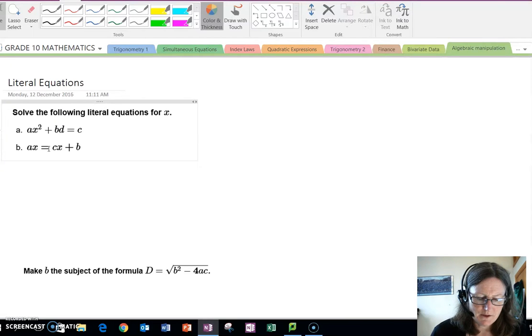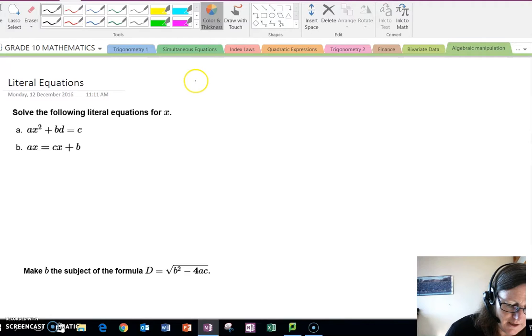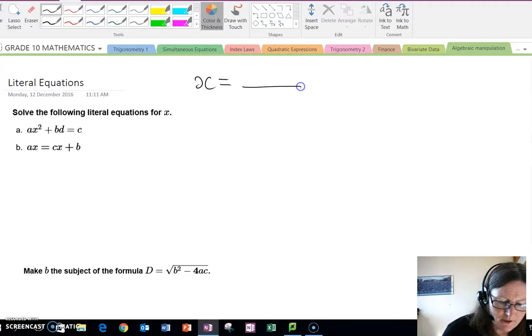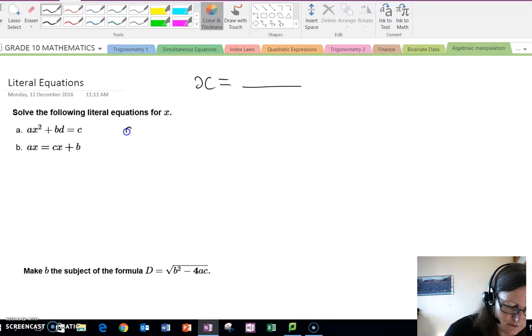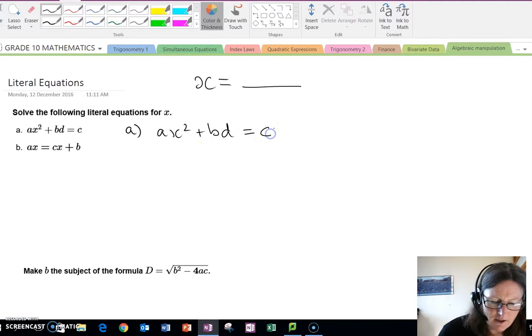So in the first two examples, we're asked to change the subject of these two equations to X. In other words, it wants the answer to be X is equal to something or other. So we need to get the X on its own. So let's look at example A. AX squared plus BD is equal to C. So we want to get the X on its own.